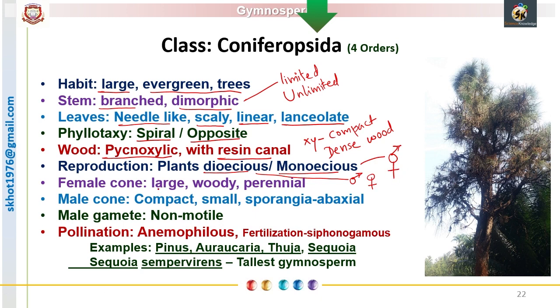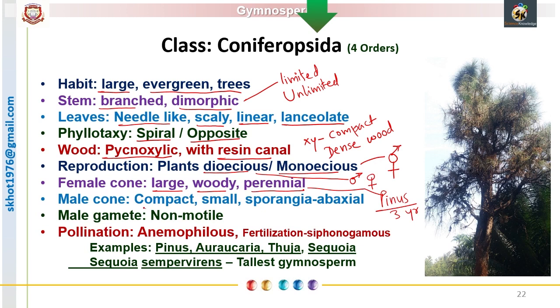The female cones are usually large and woody. In a number of species, we get perennial forms of the female cone. The best example is Pinus. In Pinus, the maturity of the female cone requires 3 years.